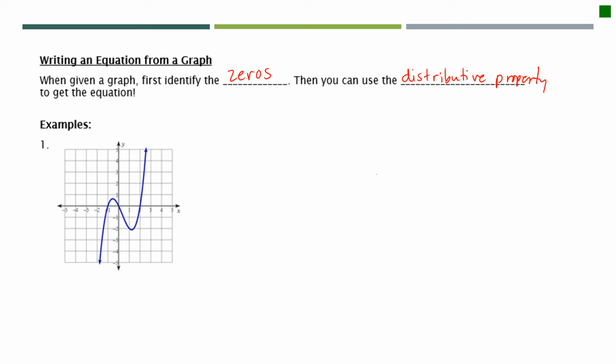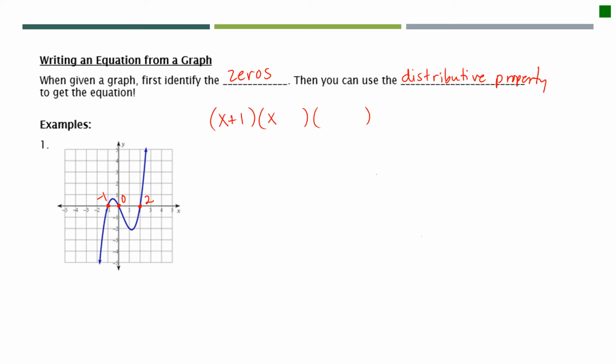So let's take a look at this graph. My first 0 is at negative 1. My second 0 is at 0. And then my third 0 is at positive 2. So what we're going to do now is set up our parentheses. And remember, we're going to do the opposite sign. So I'll have x plus 1.